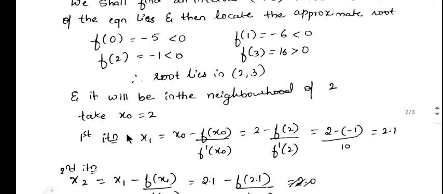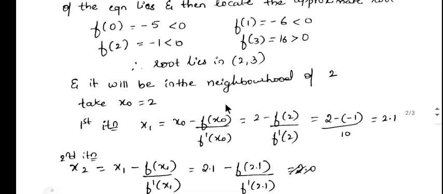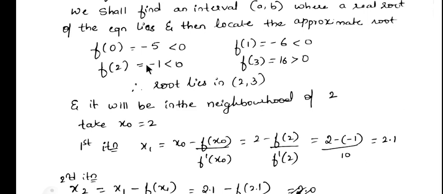x naught. Now the first iteration: x1 is equal to x naught minus f of x naught divided by f dash of x naught. x naught is 2, minus f of x naught. f of 2 is what? Minus 1. Therefore minus of minus 1 divided by f dash of 2.